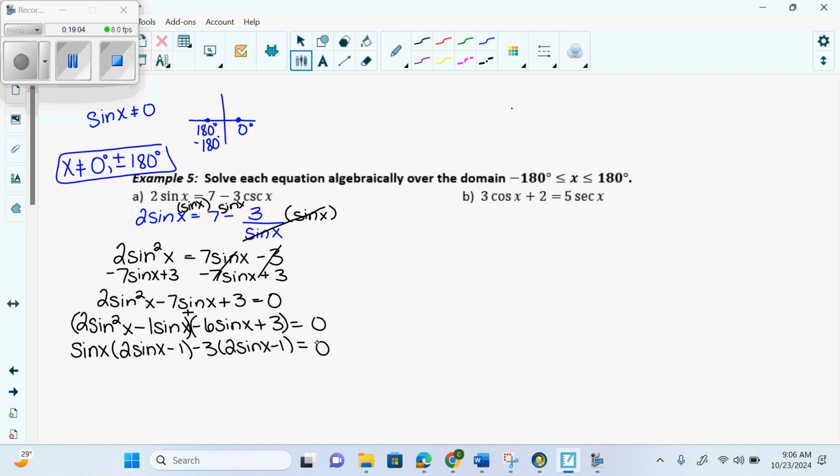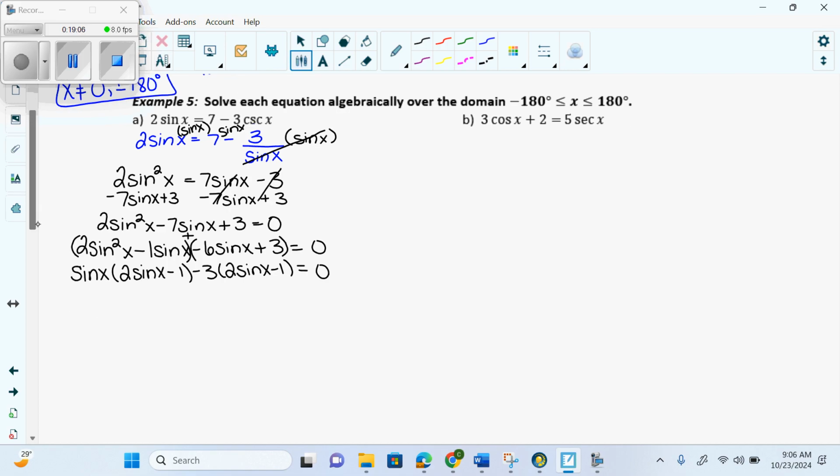And if you're like, I don't like dealing with the sine x's, can you just replace it with an m? Yeah, go for it. You don't have to deal with the sine x's, right? Bring the sine x back after you factored it. So we're going to get sine x minus 3 equals 0 and 2 sine x minus 1 equals 0. Sine x equals 3. And then sine x equals a half.